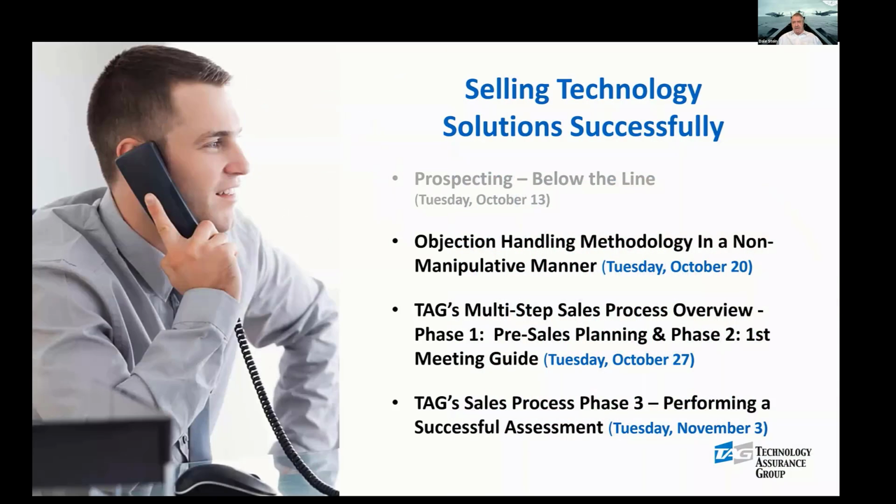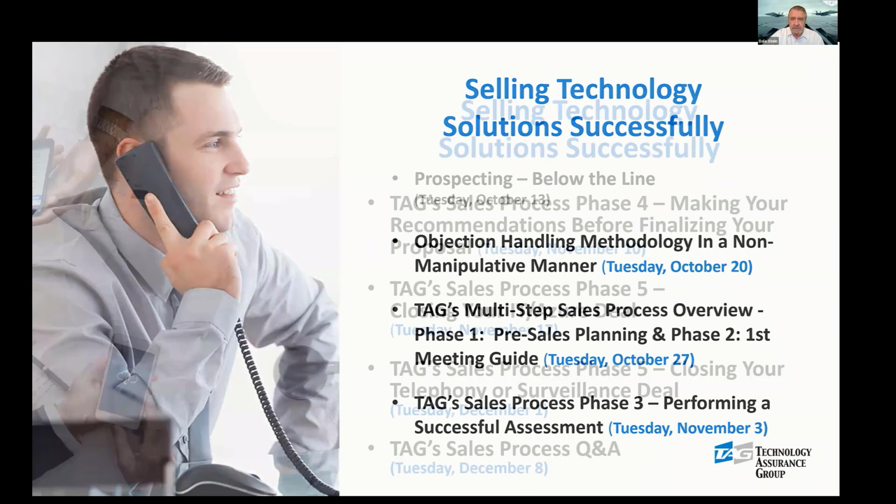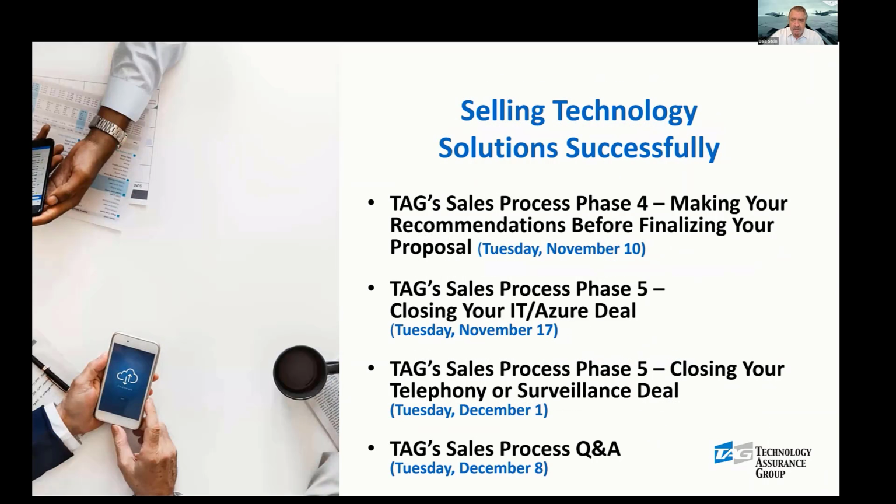And today's is objection handling methodology in a non-manipulative manner. And then we go into the TAGS multi-step sales process, phase 1 and 2, the first meeting guide, phase 3, and then we go into phase 4, phase 5, and then we go into closing the telephony or surveillance deal. And then we're going to go with TAGS sales process Q&A at the end of it. Prior to getting that, one of the suggestions is not to wait to the end, but once a month, start discussing the 4 sessions, who's doing what, how they're doing with it, any questions that arise, and so forth. So we're going to talk about doing that also.